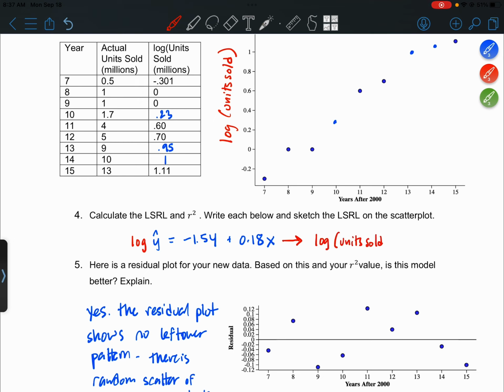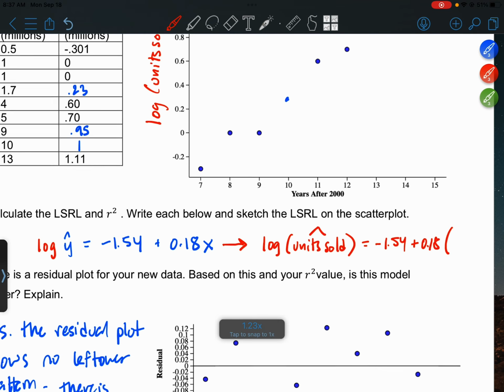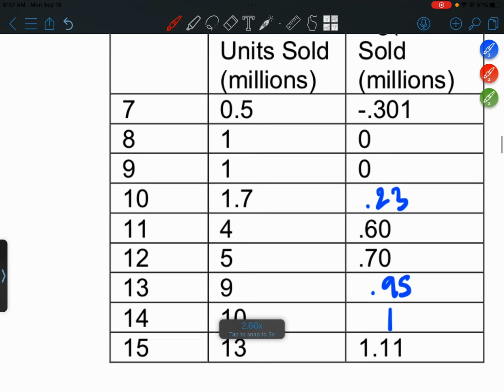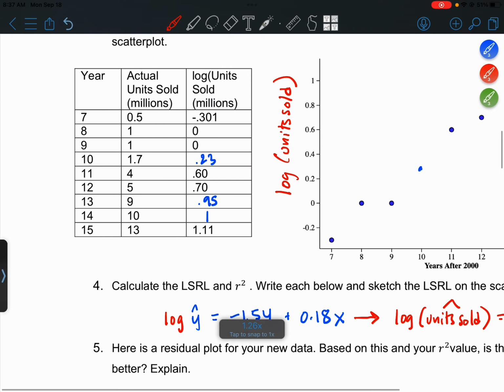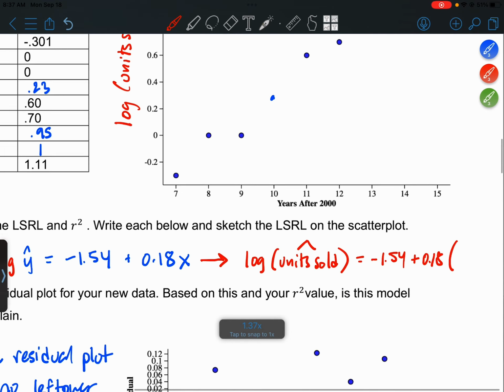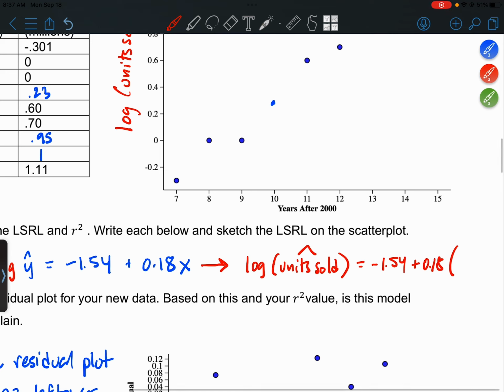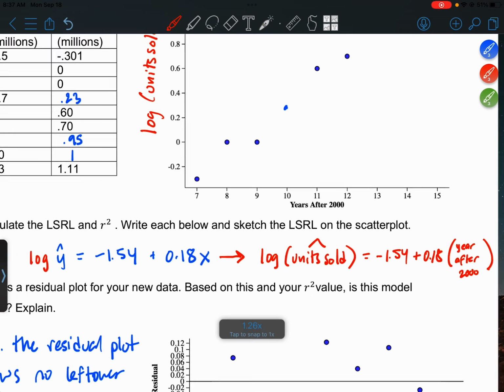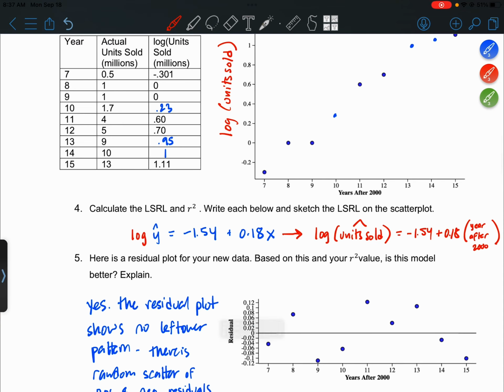So we could say the log of the units sold, predicted units sold, is negative 1.54 plus 0.18 times. Now we have to write year after 2000, since the year is being recorded as a single or double digit number, not a 4-digit number. Year after 2000. All right, so that's a much better way of writing the equation because it has context now.